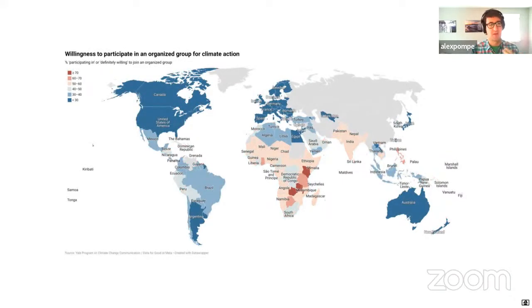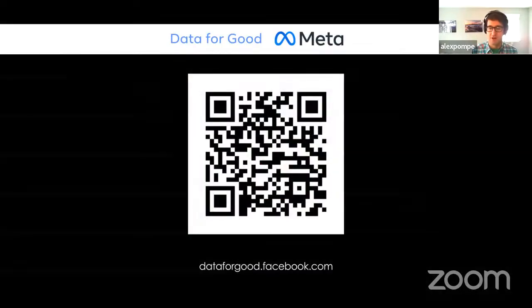And then we can ask people about their willingness to participate and take action themselves to address climate change. And we see the world flip again. We see here that the willingness to participate and take collective action is strongest in Africa. It jumps out.